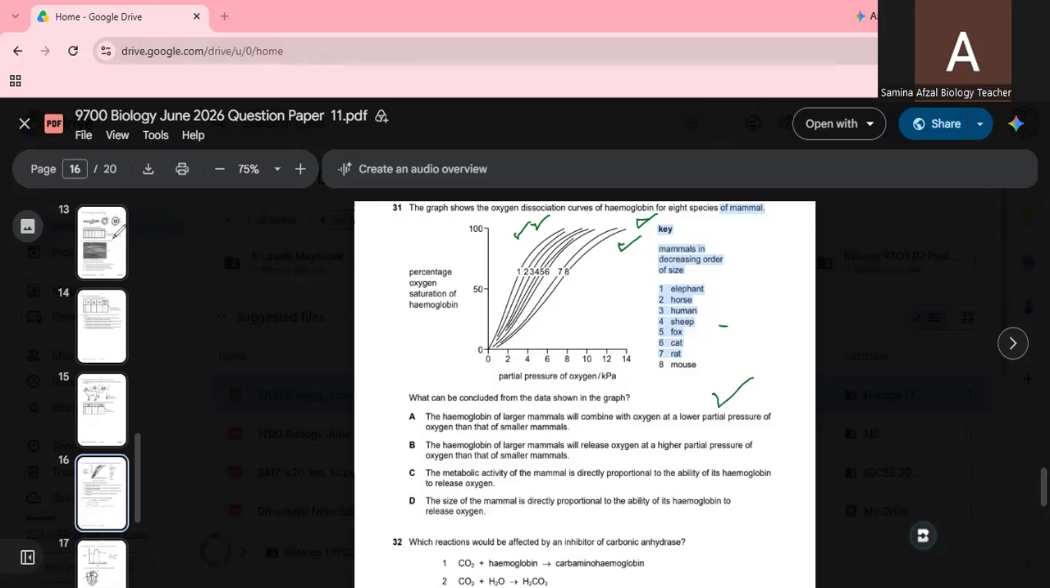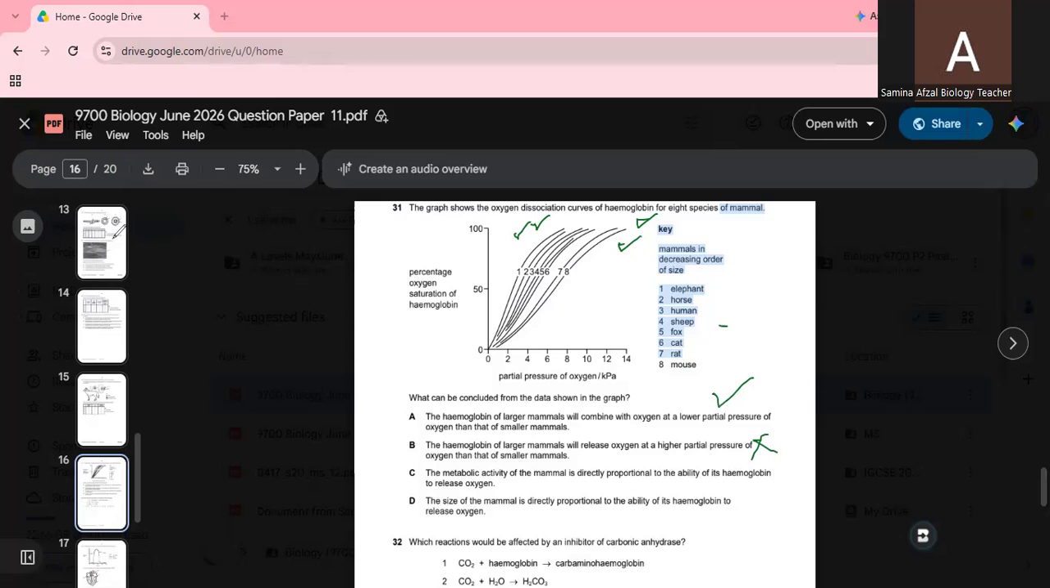The hemoglobin of larger mammals will release oxygen at a higher partial pressure of oxygen than that of the smaller mammals. Larger mammals hold on to oxygen more tightly at higher partial pressure of oxygen, and release it less readily compared to smaller mammals at the same partial pressure. So, same partial pressure. So, this is not correct.